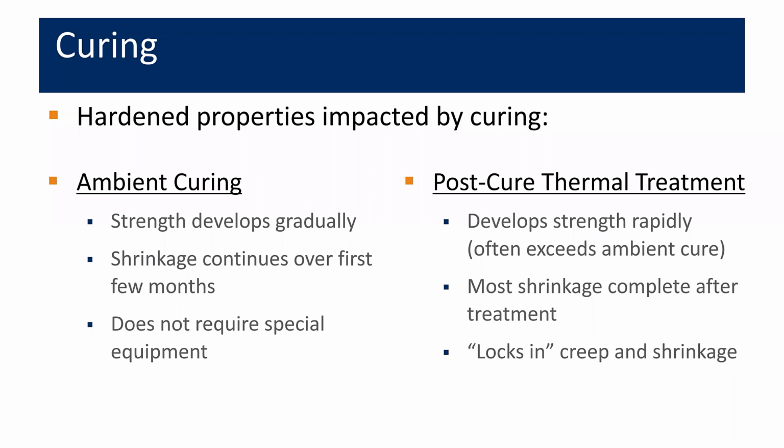So just to touch on some of the benefits of that post-cure thermal treatment, it helps encourage the development of strength, and often you'll get a strength that exceeds the ambient cure. Most of the shrinkage is complete after that treatment. It locks in the dimensional stability of the material. By contrast, with ambient curing, you will expect that UHPC to continue to shrink throughout its first few months of life. And as I alluded to earlier, that does have some potential consequences for cracking if it's not handled appropriately. But obviously the benefit of ambient curing is that it doesn't require any special equipment.